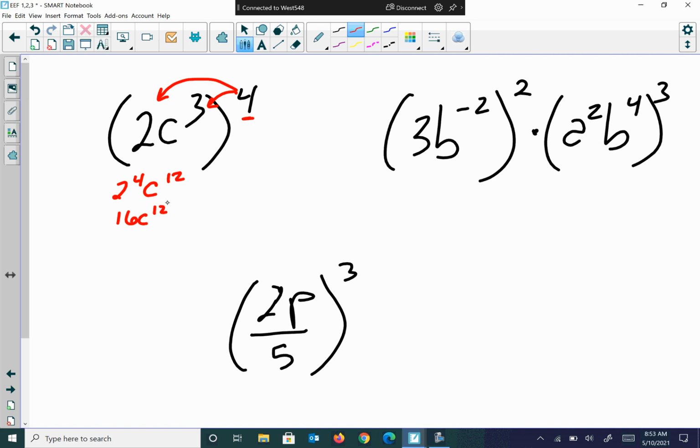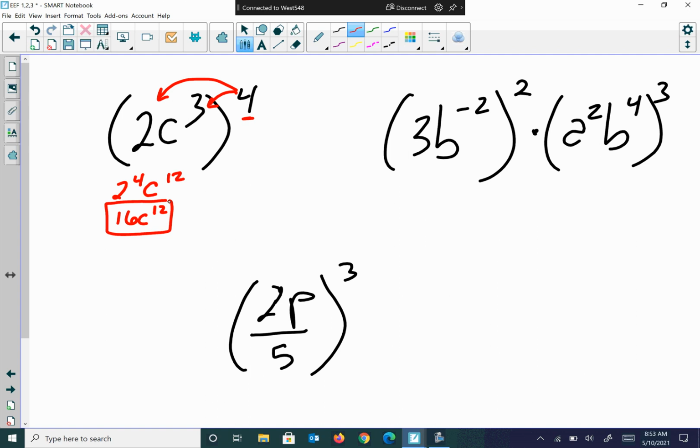And I'm pretty sure you're okay to multiply by 2. So 16c to the 12th. And that's what we would look for on that one. If we had 2 raised to anything bigger than probably 6, I'd say leave it as the exponent. Okay? But you can sit there and just do it. 2 times 2 times 2 times 2 times 2. It's pretty easy to double something. Okay?